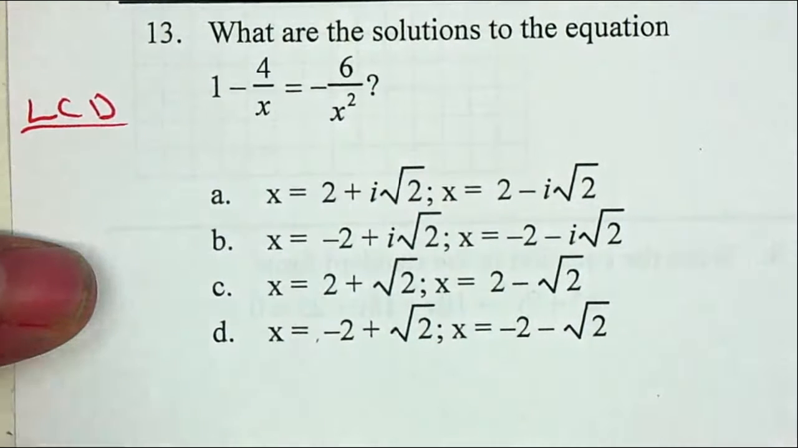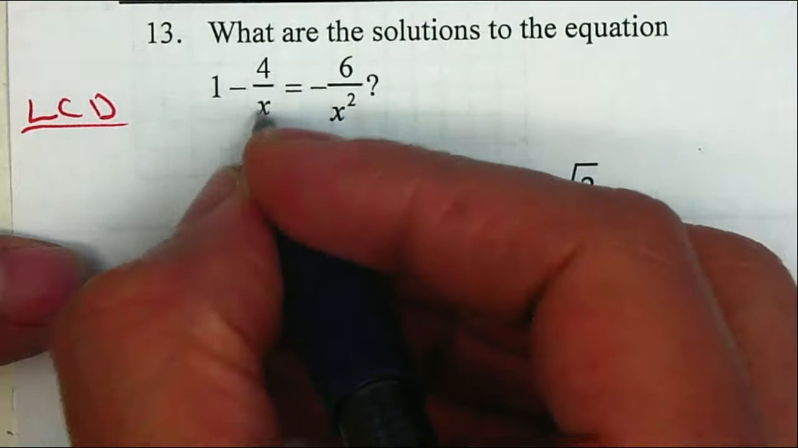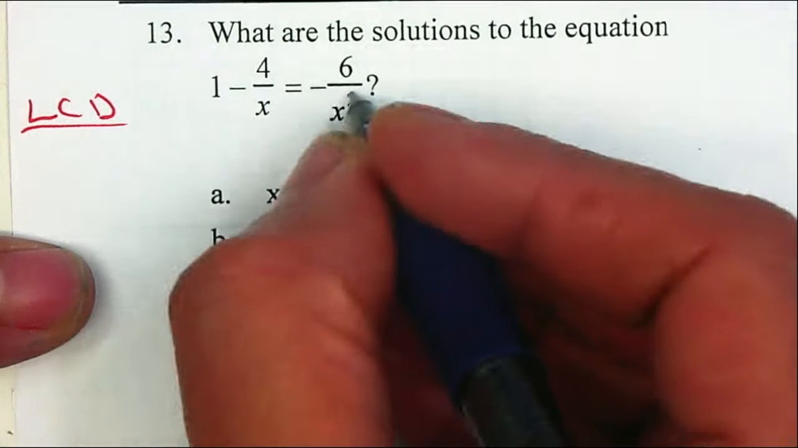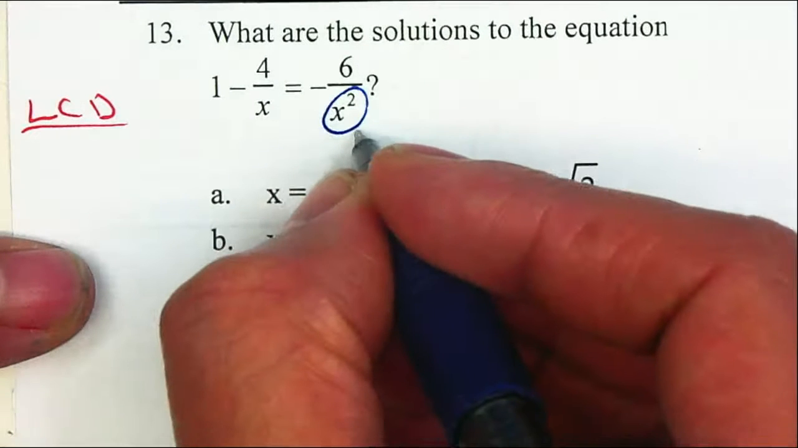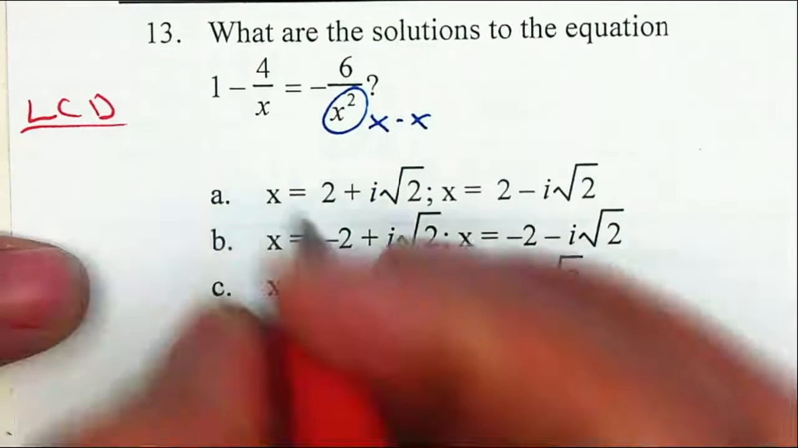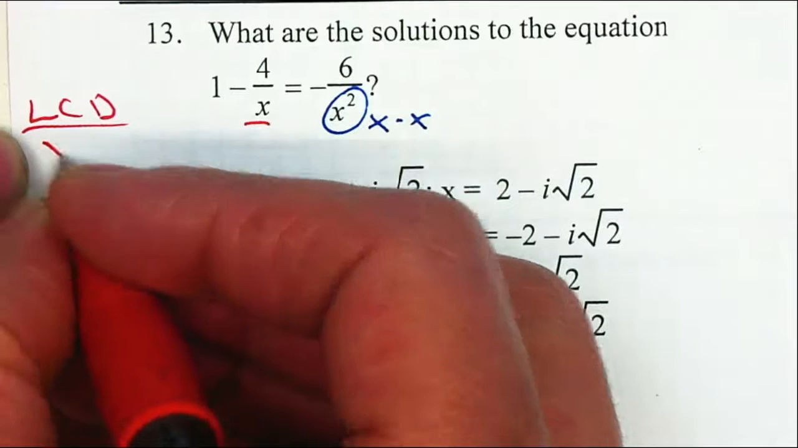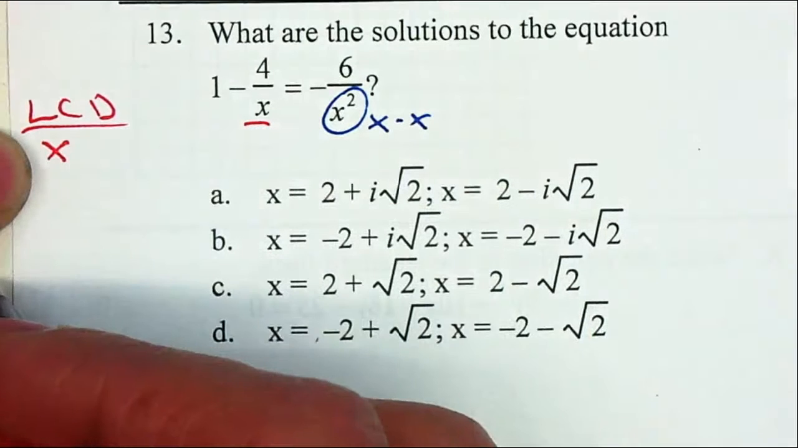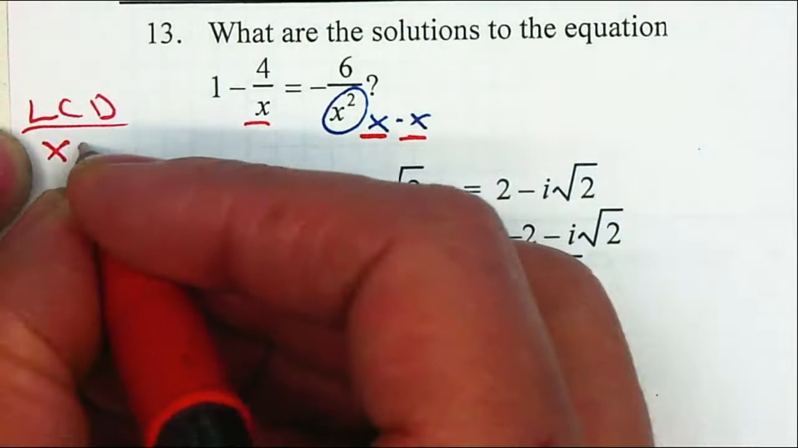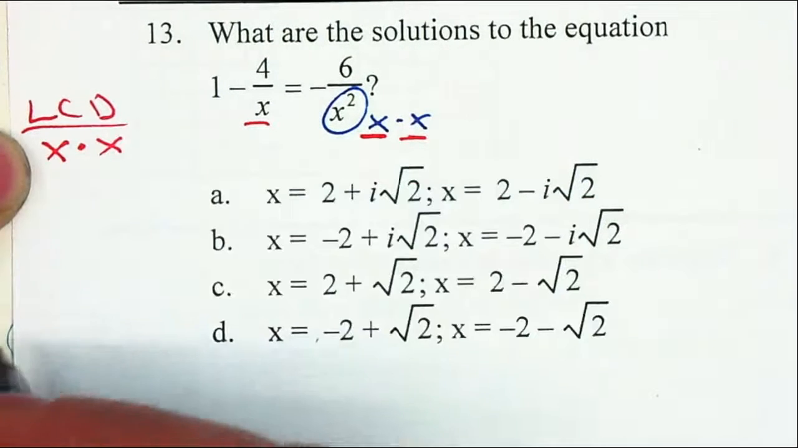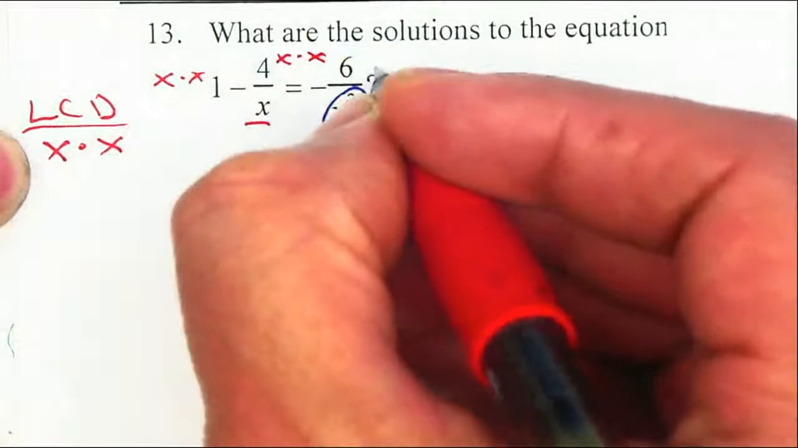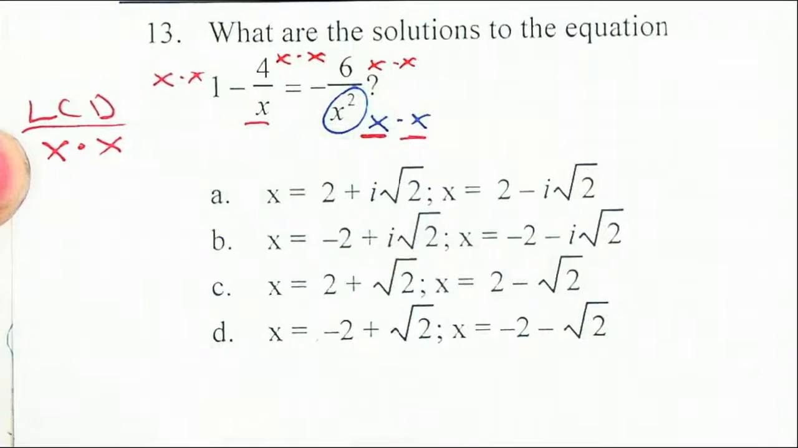First, factor your denominators. I notice that x is by itself, so I don't need to factor this out. But I do notice that I have an x squared, so I'm going to rewrite it as x multiplied by x. I want to cancel this x, so I need to multiply everything by x. But I need to cancel two of them in this case, so I'm going to multiply it by x times x. So x times x, x times x, x times x.